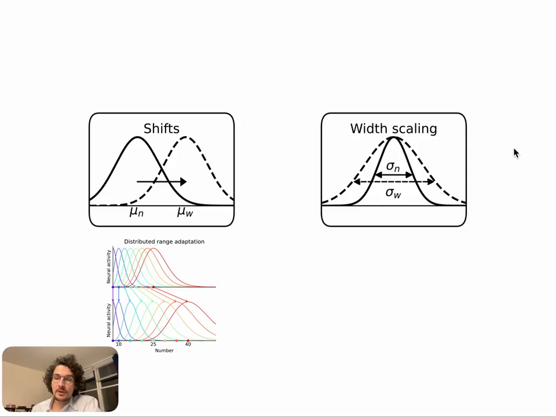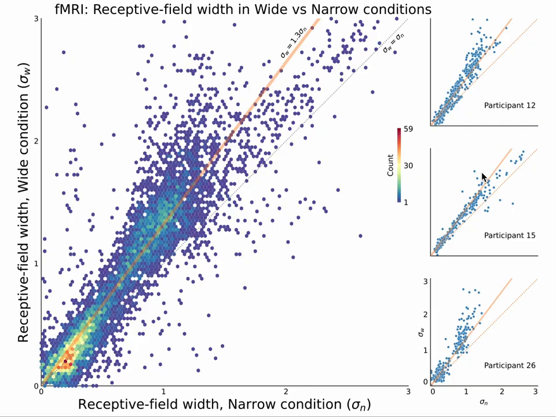But we can also look at the width of those receptive fields and see whether and how they change across context. And so we do the same exercise. We look at the width of the receptive field in the wide condition as a function of the width of the receptive field in the narrow condition. And what we obtain is that the width in the wide condition is proportional to the width in the narrow condition with a factor greater than 1. So essentially, the receptive fields widen in the wide condition. And this is also a pattern that we find very consistently across all the participants.